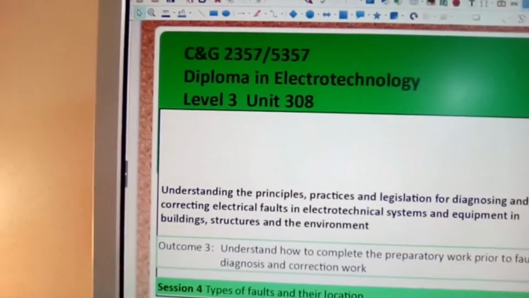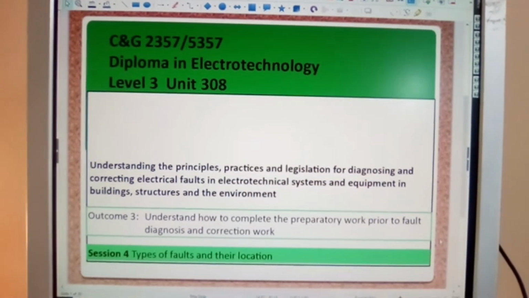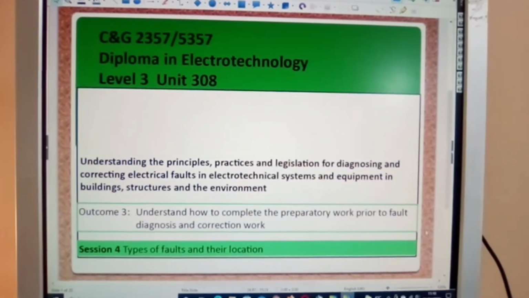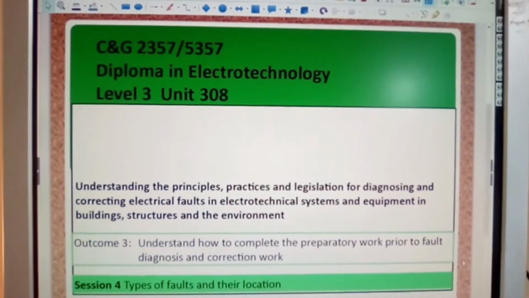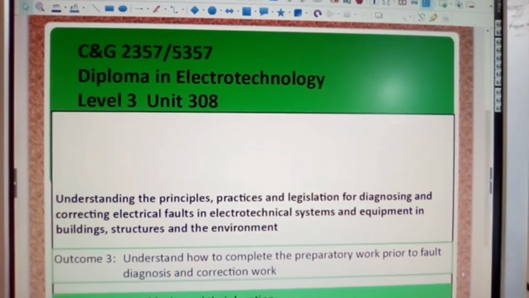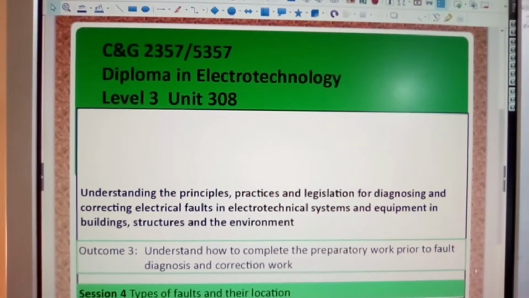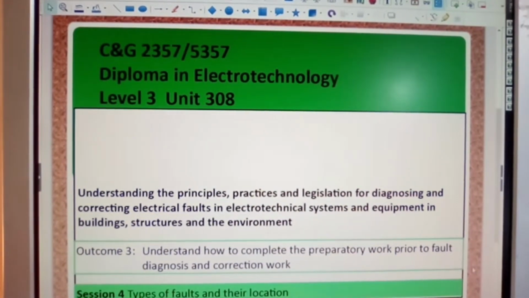Excuse me while I make sure I get this in full view, so everything can be seen. Pan back a bit. Let's just make sure we have it in full view.